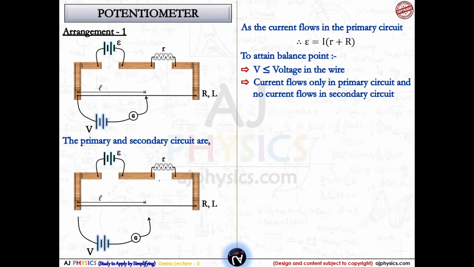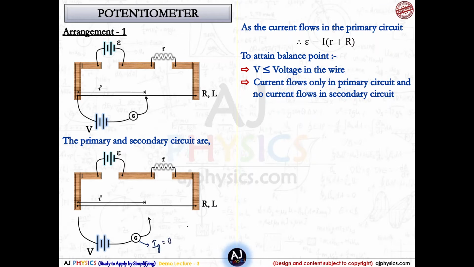Fine. Now the next thing is, let's try to calculate the resistance of this portion of the wire. The resistance of only this portion will be RL divided by L. And if you multiply with the current flowing in the wire, then what will you see? The voltage across this portion of the wire will be equal to this voltage, because it is balanced. Balanced means this galvanometer will show zero reading.